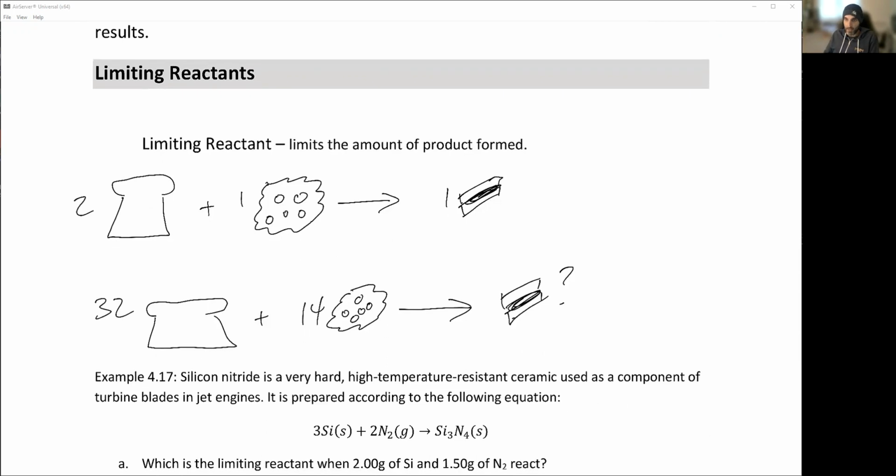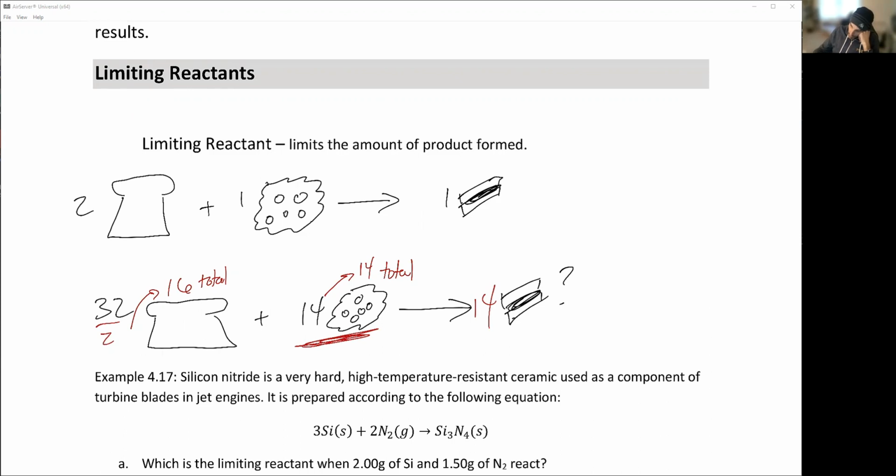Well, you would just do some math in your head. We have 32 slices of bread, so if I divide this by 2, I would end up with 16 total sandwiches that I could make. And we only need 1 slice of cheese, so with 14 slices we could make 14 sandwiches. Well, which one limits the reaction? If I just start making sandwiches, once I use up all of the cheese, I have made 14 sandwiches and the job is done.